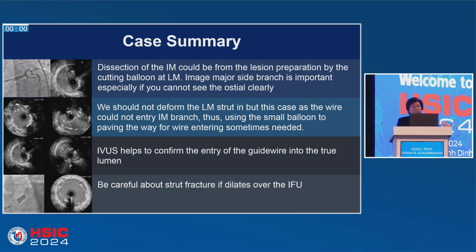So in this case, as you can see, of course, we have a dissection of the intermediate. You can notice that you use imaging to guide where the correct way to go is. Of course, if you cannot go the conventional way, maybe you have to disrupt your left main stent. But of course, you have to fix that later when you get the true lumen. And as you can see, IVUS helped to confirm. This one has to be really careful if you do oversizing. Otherwise, if you have a fracture, maybe that will cause more problems afterwards. So thank you so much for listening.